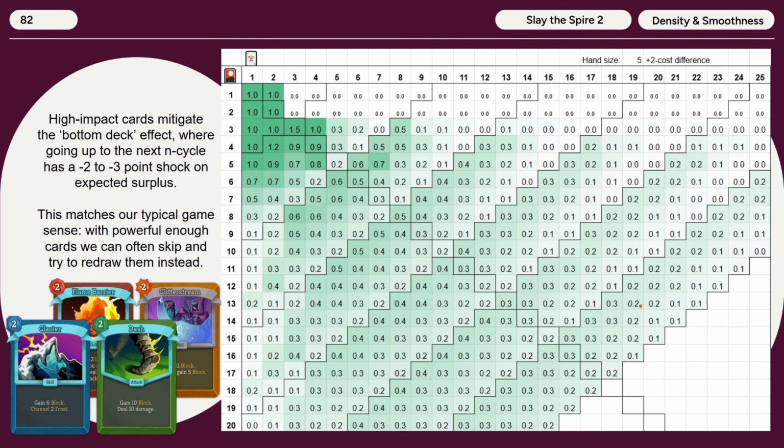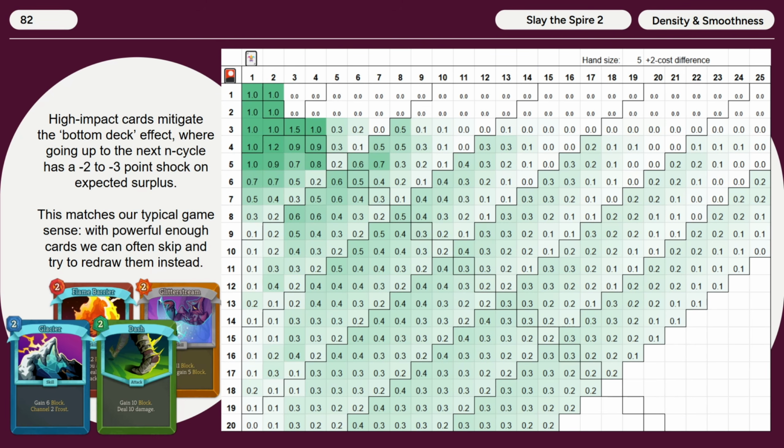High impact cards like 2 costs or 3 costs mitigate the bottom deck effect. Going up to the next cycle has a -2 to -3 point shock on the expected surplus, and again, this matches our typical game sense. With powerful enough cards, we can often skip and try to redraw them again.